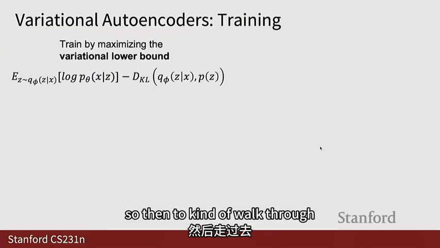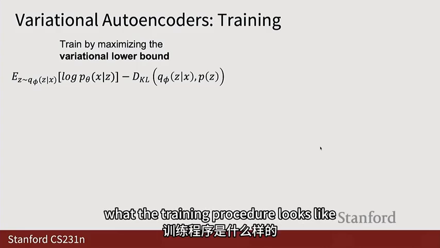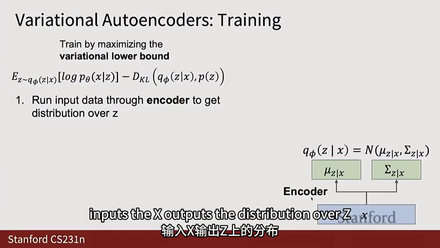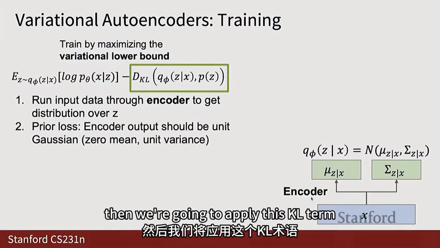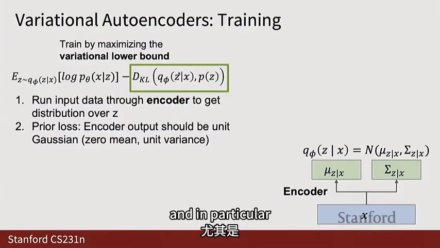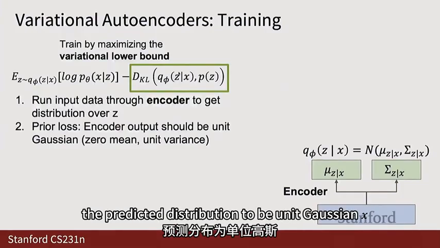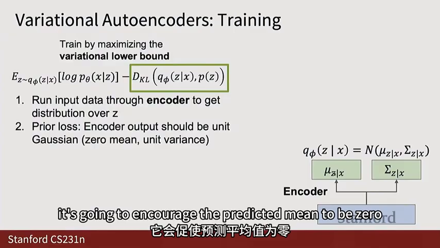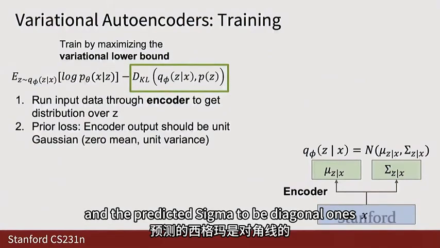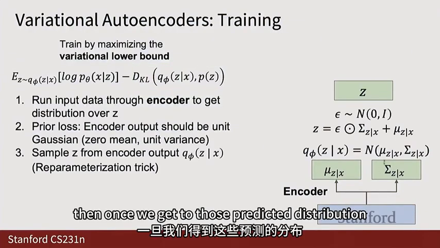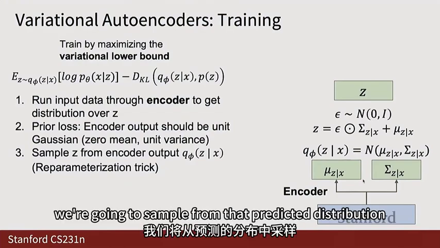To walk through what the training procedure looks like more explicitly, we have this neural network encoder that inputs X and outputs a distribution over Z. Then we apply this KL term to the predicted distribution. In particular, this forces the predicted distribution to be unit Gaussian. So it encourages the predicted mean to be 0 and the predicted sigma to be diagonal, all ones.